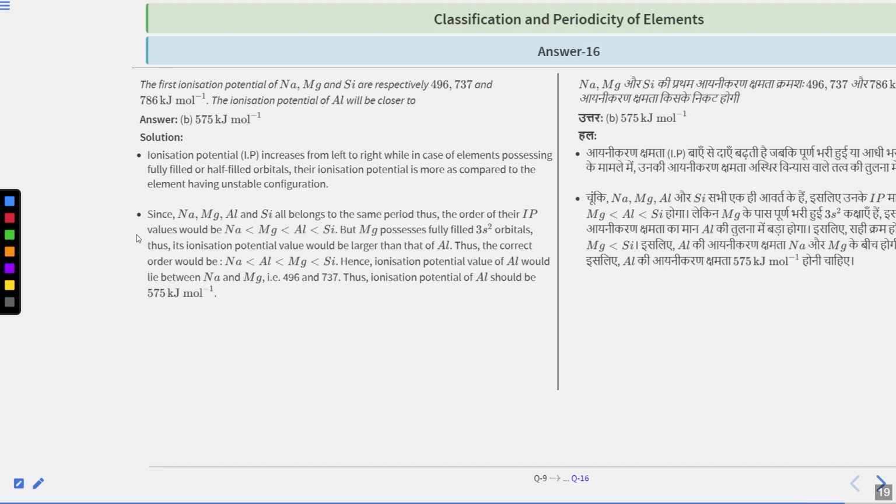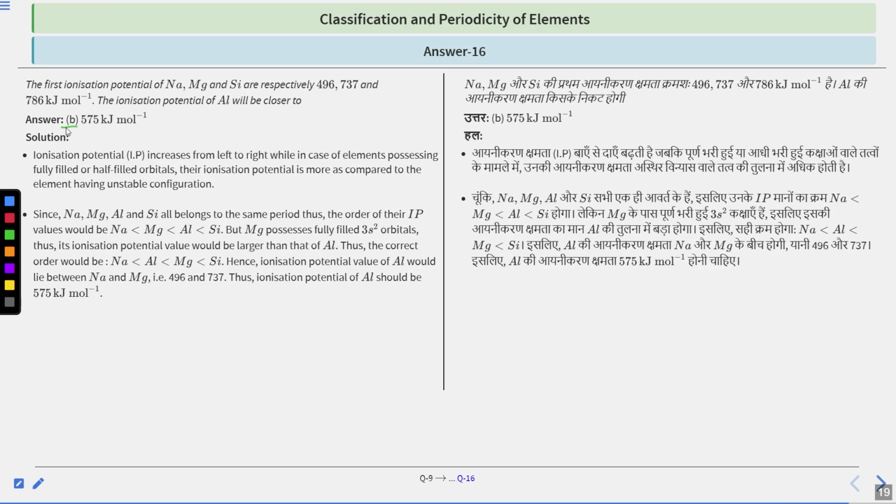Okay, let's see. The correct answer is option B, 575 kilojoule per mole. Ionization potential increases from left to right, while in the case of elements possessing fully filled or half-filled orbitals, their ionization potential is more as compared to the elements having unstable configuration. So generally, the trend of ionization potential is increasing from left to right along a period in the periodic table.